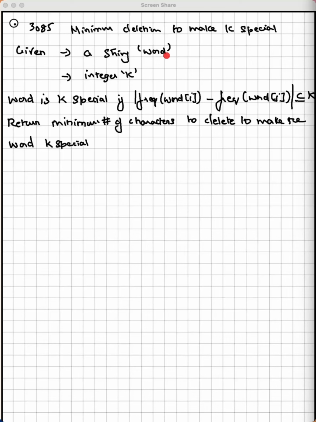You're given a string of characters called word and an integer value called k. A word is k-special if the frequency difference between two consecutive indexes is less than or equal to k. A word might not be k-special by default, so we have the opportunity to delete a few characters, and the question is expecting us to return the minimum number of characters that we need to delete in order to make the word k-special.